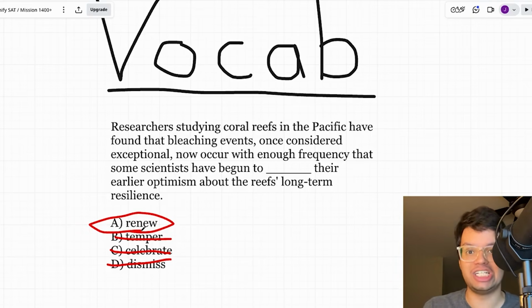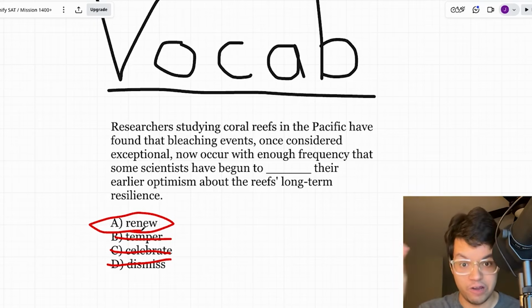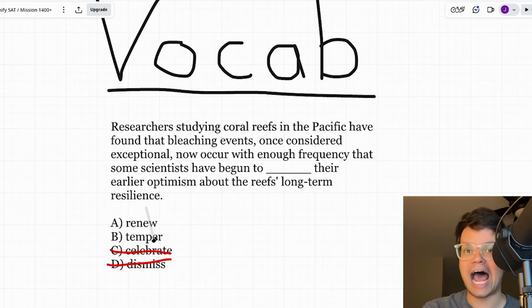No kind of actual strategy, no kind of system, and I went for renew, which is not even the right answer for this one. Instead, you want to be approaching these questions very systematically. Let me show you the exact process.